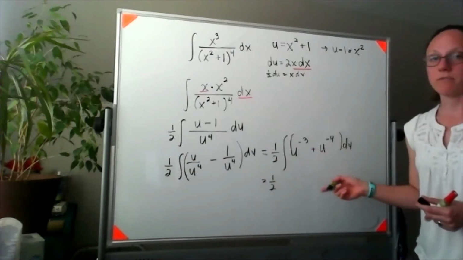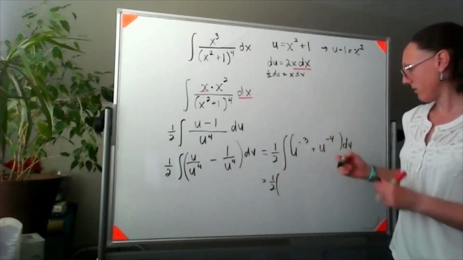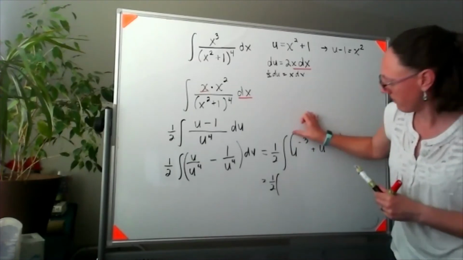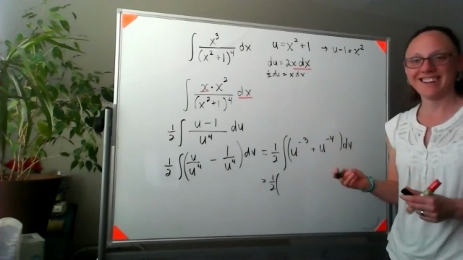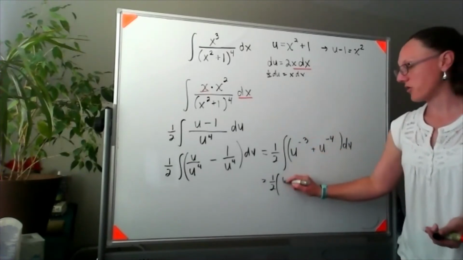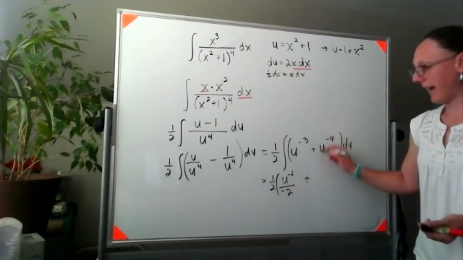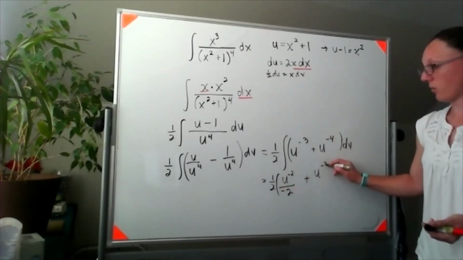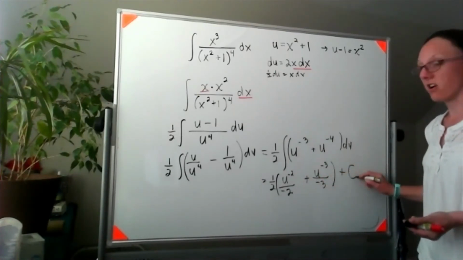And each of those follows my general power rule. I'm going to add 1 to the exponent. I don't know what happened to that parenthesis. That's what I get for not looking at the board. Okay. Add 1 to the exponent, I'll be at u to the -2. Divide by that -2. Add 1 to the exponent here, I'm at u to the -3. Divide by that -3, plus a constant.